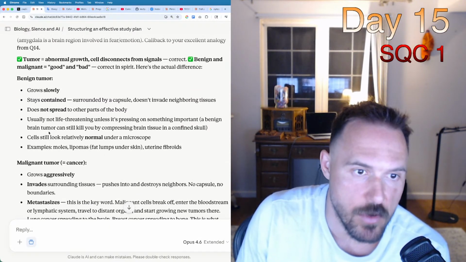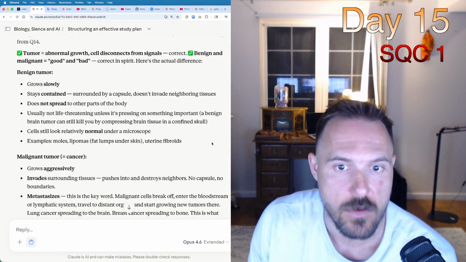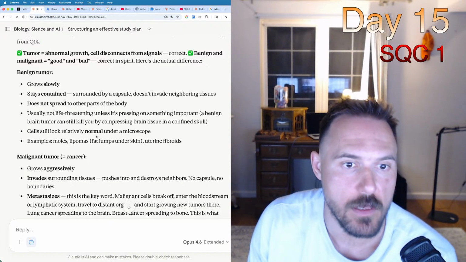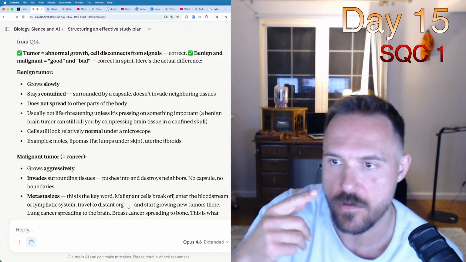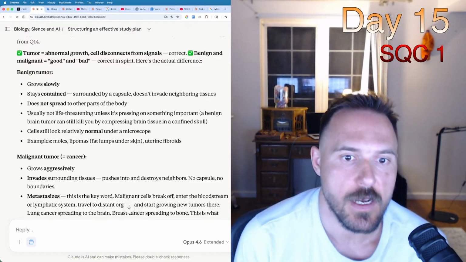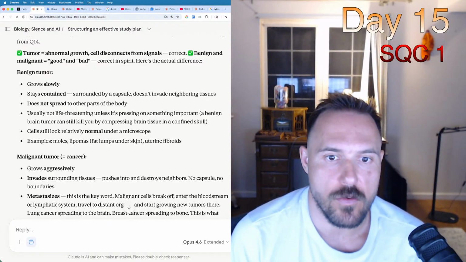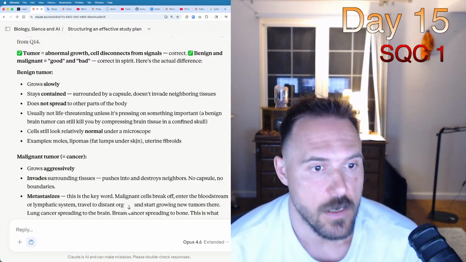A benign brain tumor can still kill you by compressing brain tissue. Cells still look relatively normal under a microscope. Examples, moles. That's what I was looking for, moles. Lipomas, fatty lumps under the skin, uterine fibroids. I have no idea what that is.